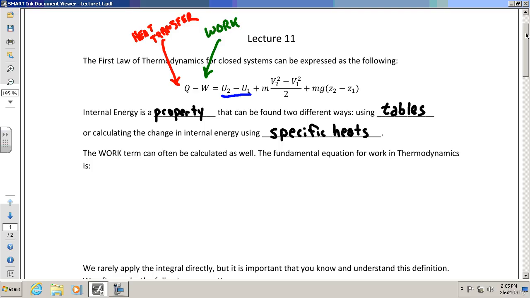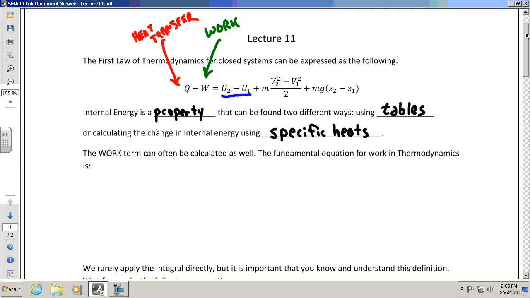The Q, we really can't do anything but use the first law. And then the W term, that's the other term we've got today that we've got to focus in on. So we've got to talk about work. Now, there are different types of work, as I mentioned before. There's mechanical work, there's electrical work.